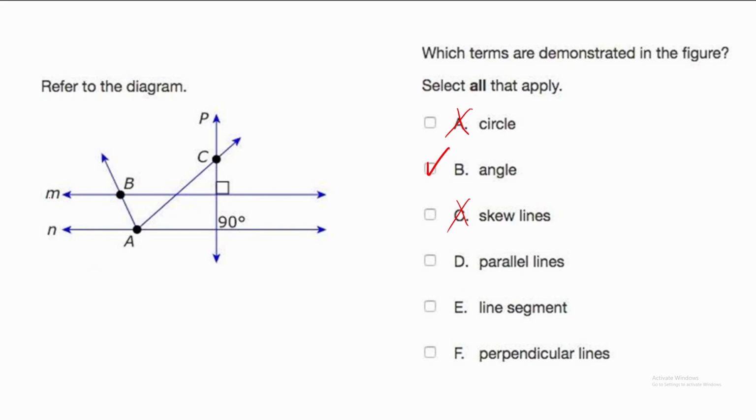Do we have parallel lines? Yeah. M and N are parallel. Do we have a line segment? Sure we do. B to A. That's our line segment. And do we have perpendicular lines? Well, we have that 90-degree angle, and we have that 90-degree angle, so we must have perpendicular lines. Moving forward.